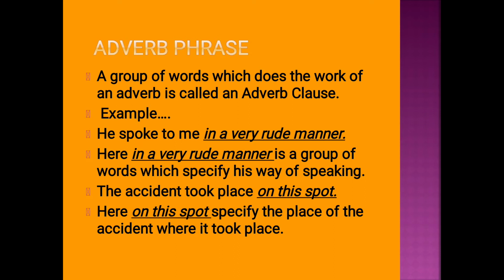He spoke to me in a very rude manner. How did he speak to me? He spoke to me in a very rude manner. I am telling about the way he spoke to me. So spoke is the verb which is being qualified by a group of words, in a very rude manner. But the most important thing which differentiates it from a clause is that it does not have a subject or object. You see, in a very rude manner, do you find any subject or object here?